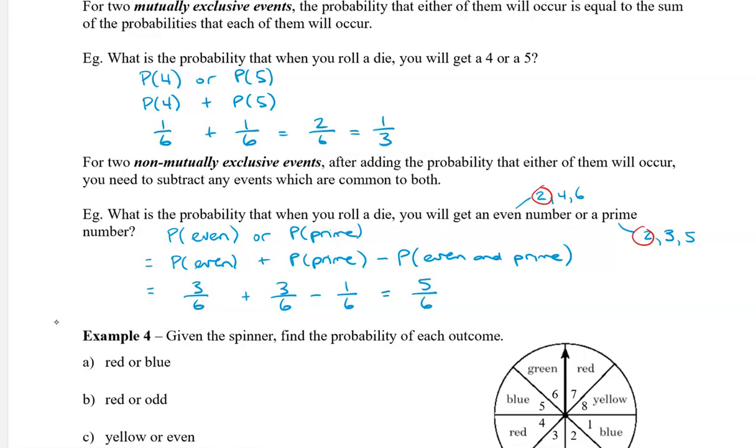Now this might seem a little bit long considering we can just count them, but when we get to more difficult questions, you'll have to be using a formula similar to this to find the answer.